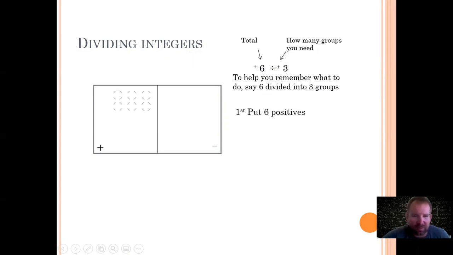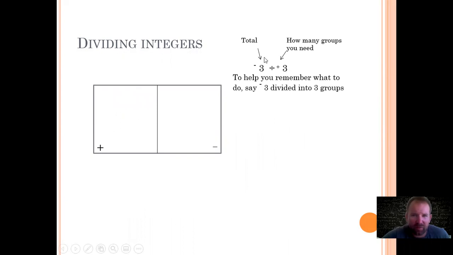First, put in 6 positives, just like we've done. There's our 6 counters. Now, we're going to divide these up into 3 groups. Group 1, Group 2, and Group 3. This one's really easy. It's both positives. So how many is in each group? In each one of our groups, we have 2. And so our answer is going to be 2.